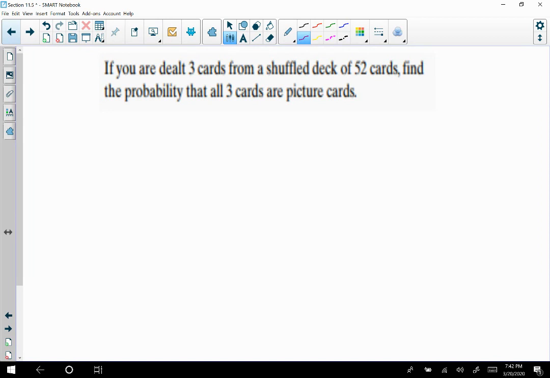All right, so let's run down these last 2 problems. So you're just being dealt 3 cards. Does it matter how you're dealt these 3 cards to end up with 3 pictures? No, as long as you got 3 pictures in the end, you're good to go. And the same thing over here.